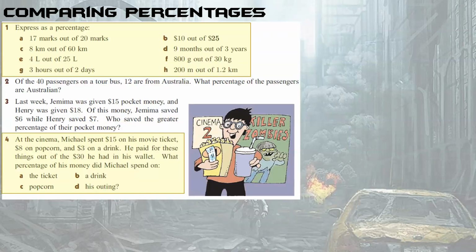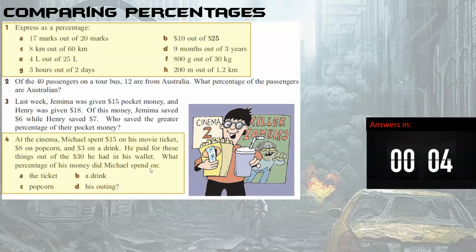So roughly Rani spent about 20.8% of the last 2 years overseas. Have a go at these questions here where they're asking you to express as a percentage from some information, and then this is more of a written scenario. So he's talking about if he's at the cinema, what percentage did he spend on these things? Answers will be up in 5 seconds.